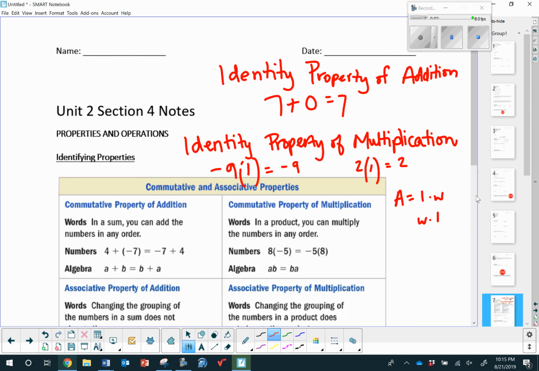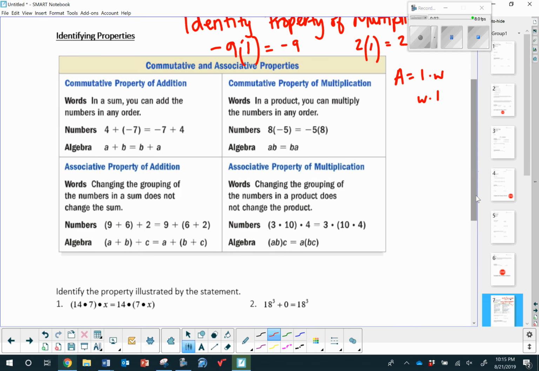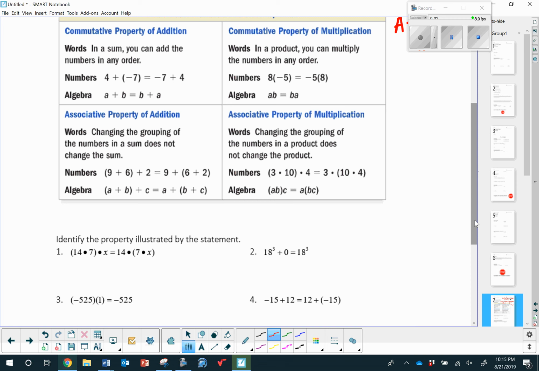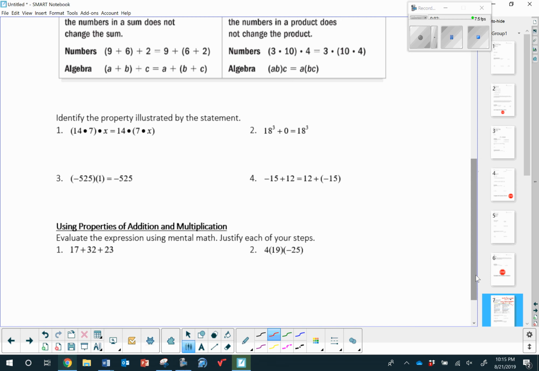And like I said, you probably have been applying these rules without really even realizing that they were called certain properties. All right, so if we look at our first example, 14 times 7 times x equals 14 times 7 times x. So you know it's going to be a multiplication property because we see that multiplication sign there. And because the grouping symbols have changed, this is the associative property of multiplication. The second one, we are adding 0 and our sum is not changing. So this is the identity property of addition.